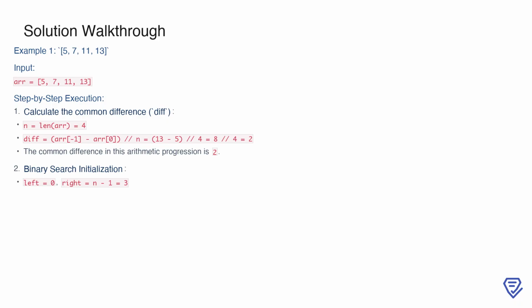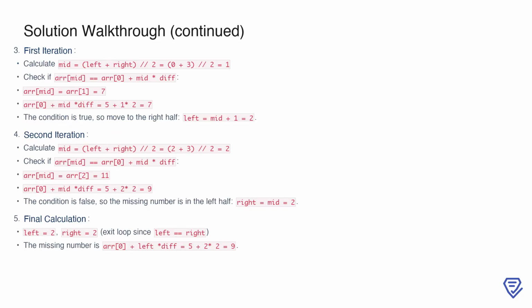Next, we initialize variables for binary search. We set left to 0 and right to n - 1, which is 3. Now we are ready to start the binary search process to locate the missing number. In the first iteration of binary search, we calculate the middle index, mid, as (left + right) // 2. Substituting left equals 0 and right equals 3, we get mid equals 1.